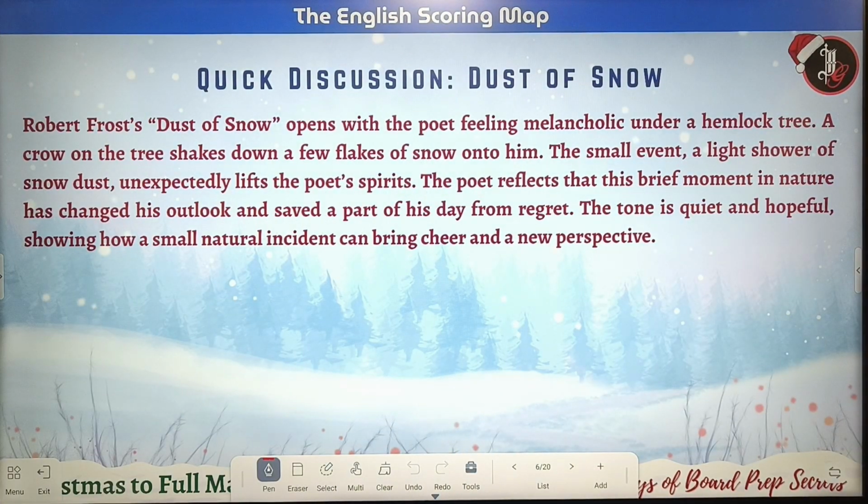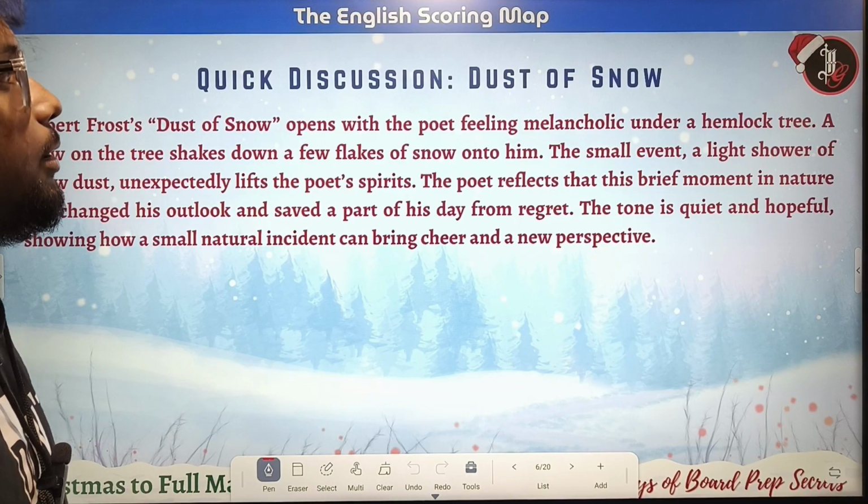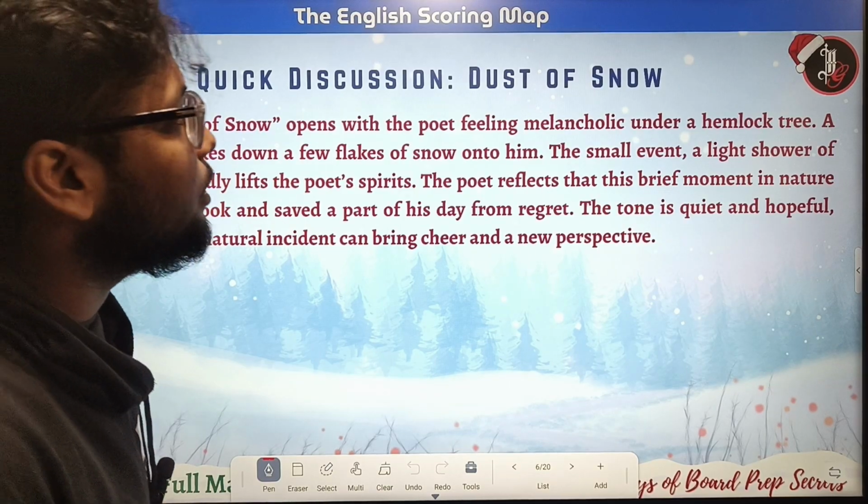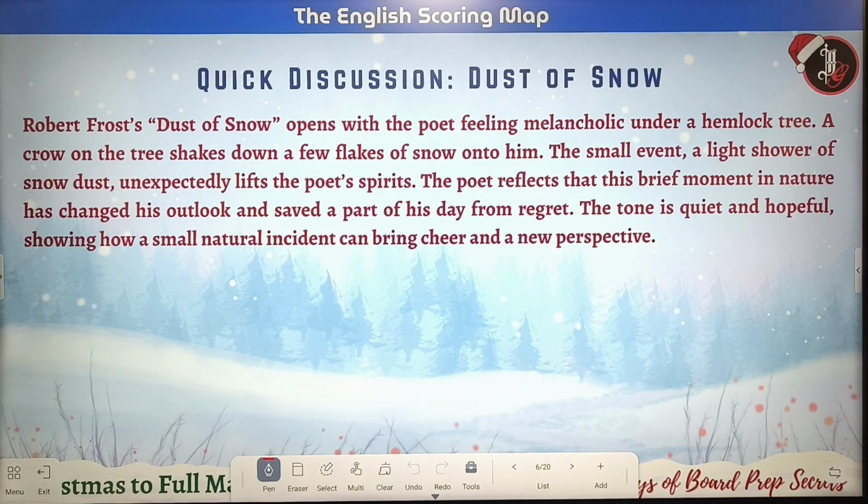So Robert Frost's Dust of Snow opens with the poet feeling melancholic under a hemlock tree. So we know what a hemlock tree is, and we know this poem very well. This is just a small gist so that you can answer any questions from Dust of Snow. Okay. A crow on the tree shakes down a few flakes of snow onto him. The small event, a light shower of snow dust, unexpectedly lifts the poet's spirits.